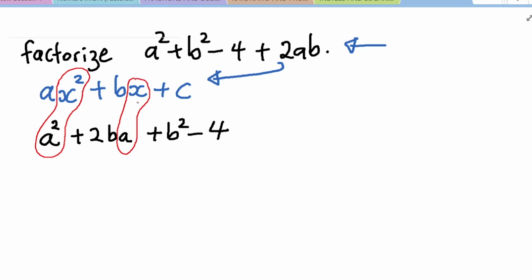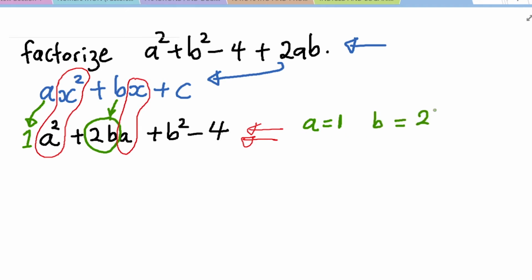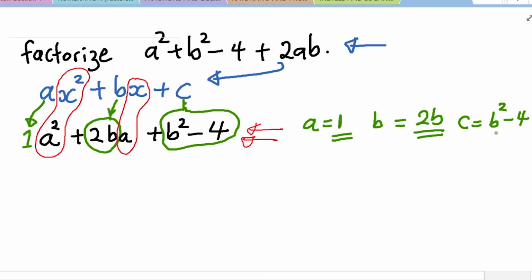So it means that my value of a, as far as this expression is concerned, I want you to take note carefully, is 1. So the value of a there is 1. Then my value of b in this expression is 2b, okay? And my value of c is b squared minus 4.